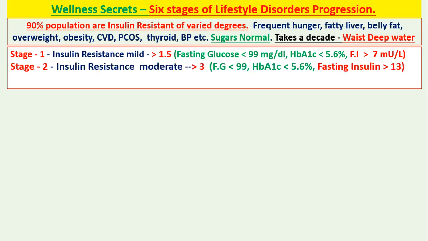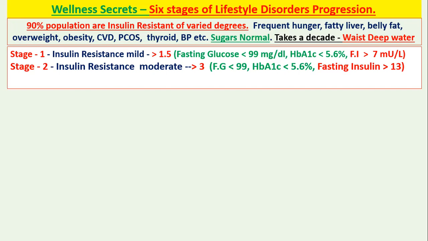Now let's look at stage 2. Stage 2 is above 3. Again, look, fasting glucose is below 99. Maybe at times you find 80 also. HbA1c is below 5.6. It could be 5.2, 5.1 also. But fasting insulin has increased.